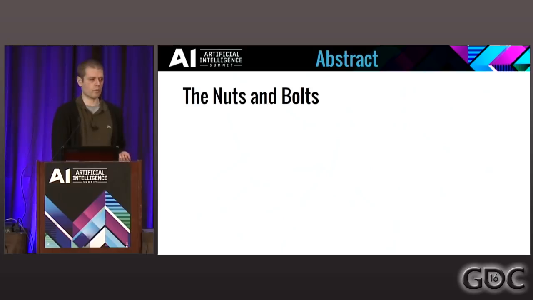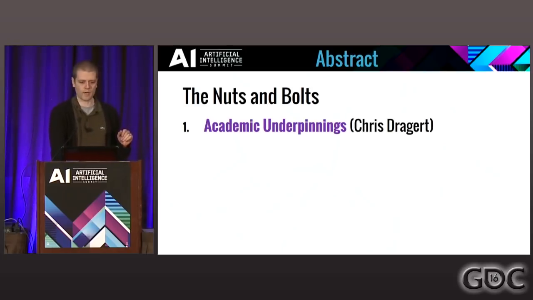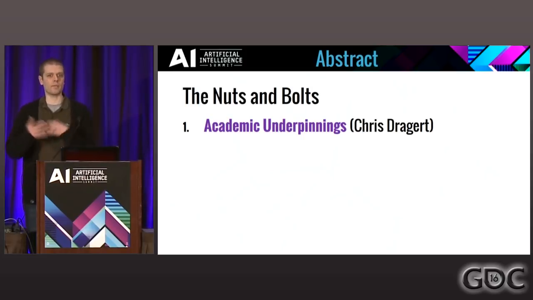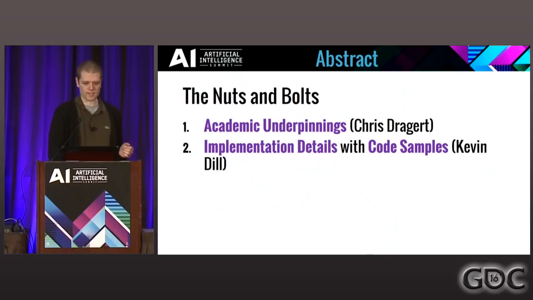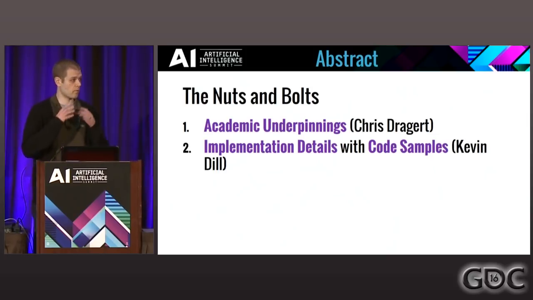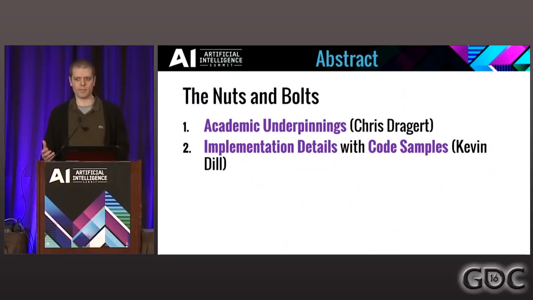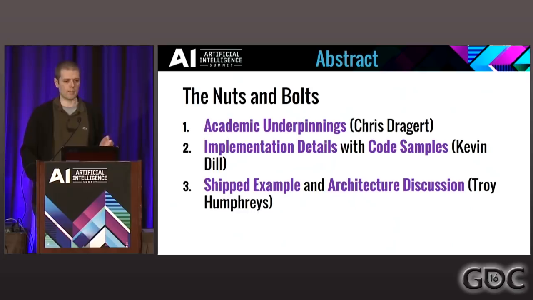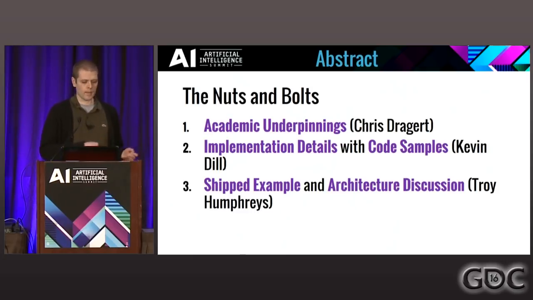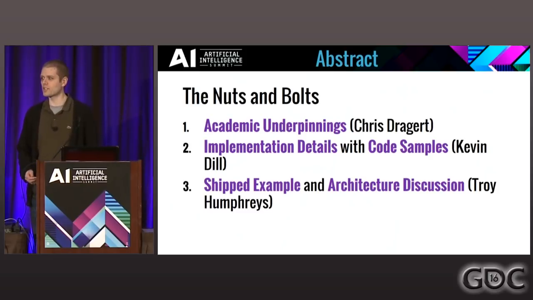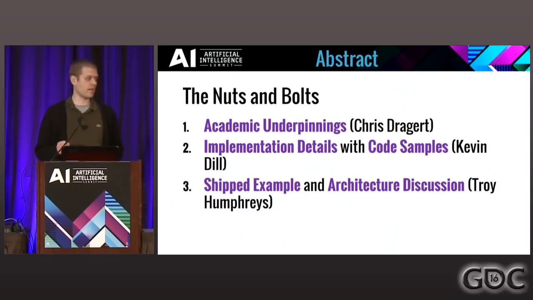So the nuts and bolts, what we're going to talk about today in this session. First off, we're going to go through some of the academic underpinnings. We're going to present some of the theory and talk about how this stuff works. Next, Kevin's going to come up and give some real specific implementation details, code samples, and really explain what this looks like. And finally, Troy Humphreys is going to come up and give an example from a shipped game and show what this looks like in practice, along with some general architecture discussion. So this is going to be a bit of a slow burn, but by the time we get going, hopefully we've lit a nice fire and you're all going to be encouraged to go out and try to make your own architectures a little more modular.